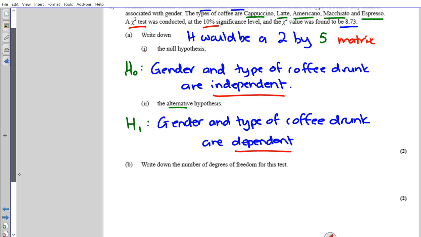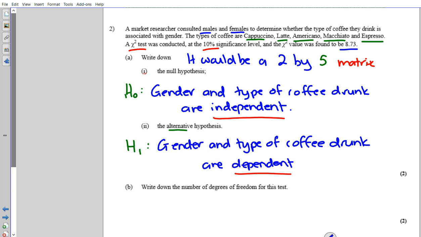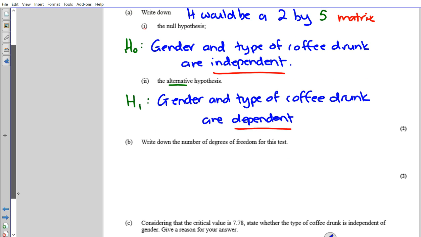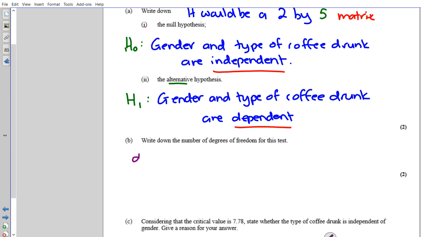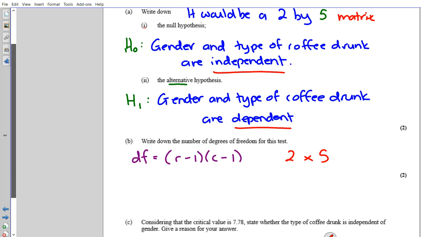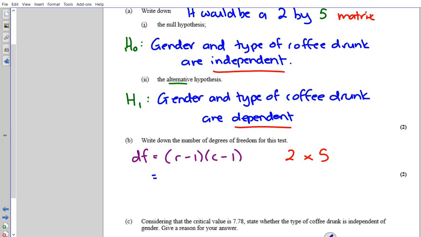Now write down the number of degrees of freedom for the test. That's why I made you imagine what the matrix would look like. So remember, degrees of freedom equals rows minus 1 times columns minus 1. And we've got gender, so it's a 2 by, and types of coffee, there were 5 types of coffee according to the question. So it would have been a 2 by 5 matrix. So we can write equals 2 minus 1, 5 minus 1.